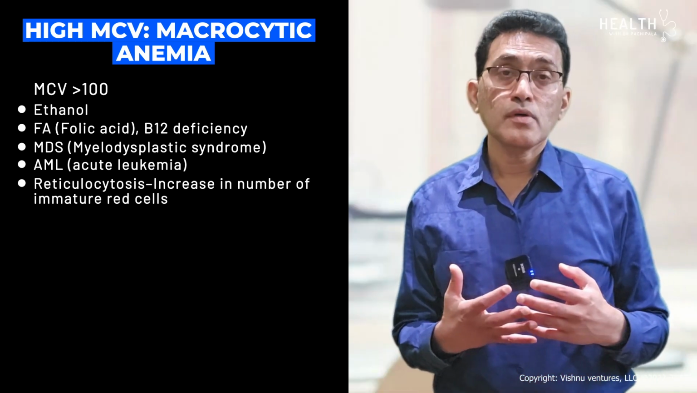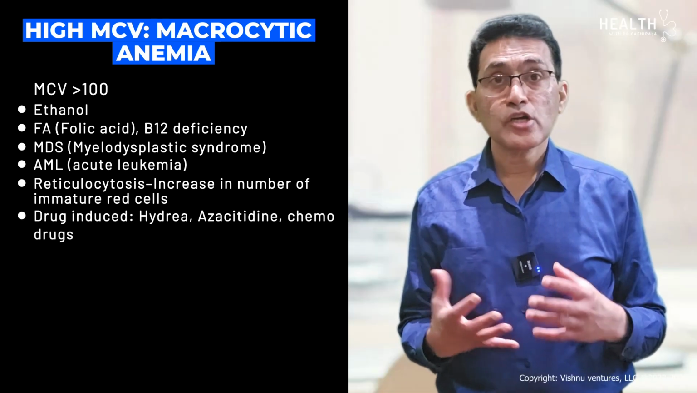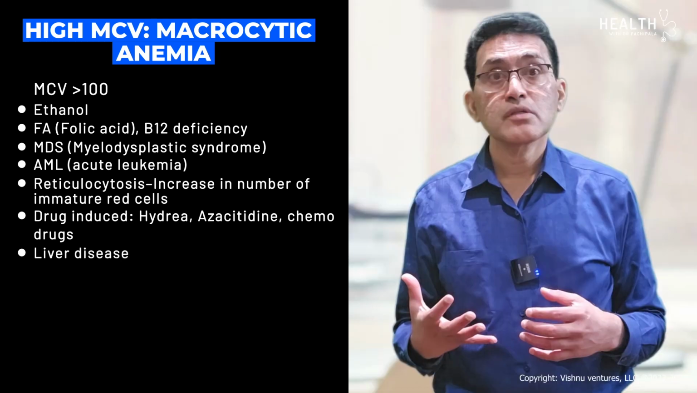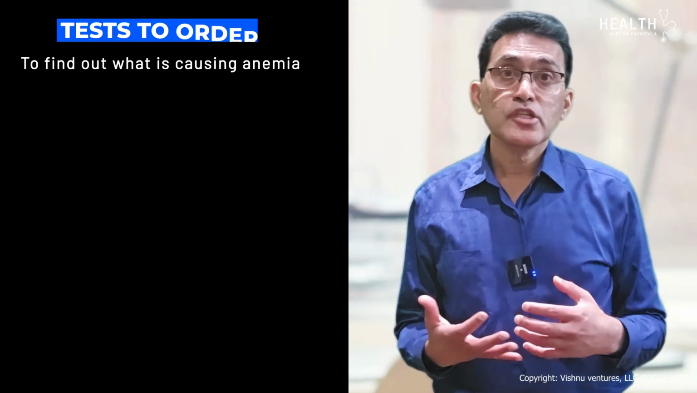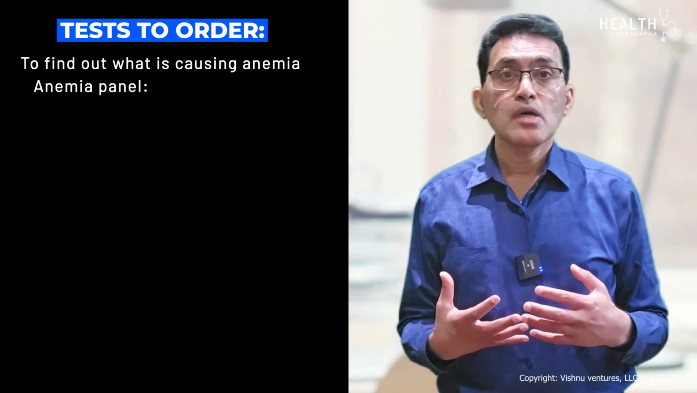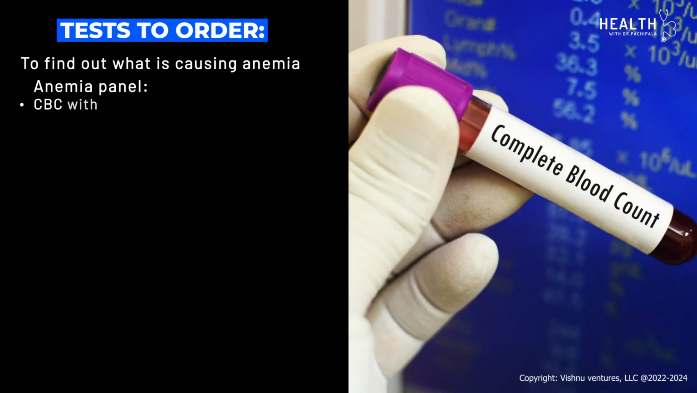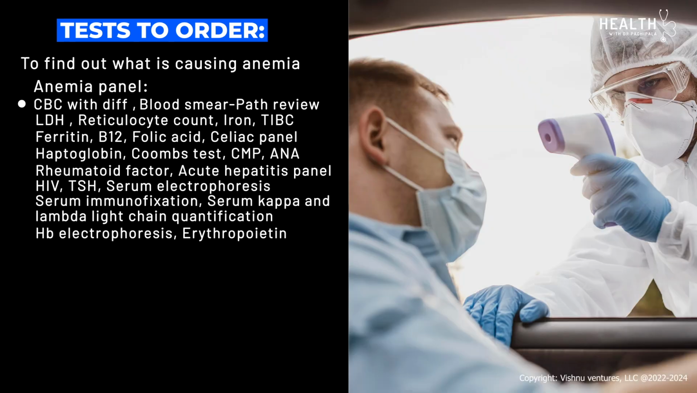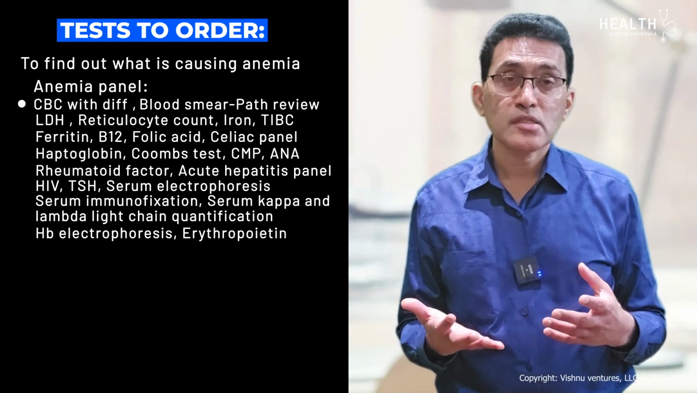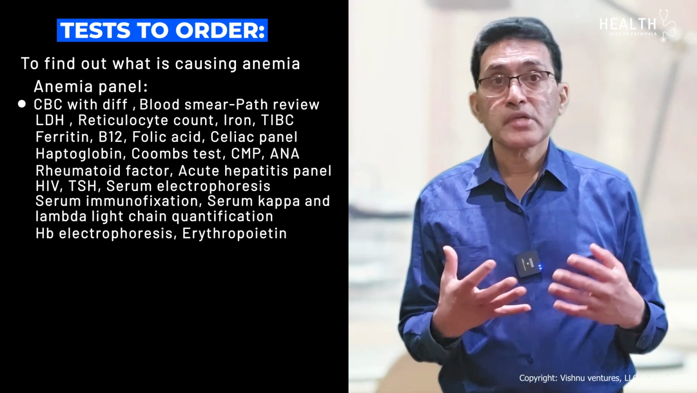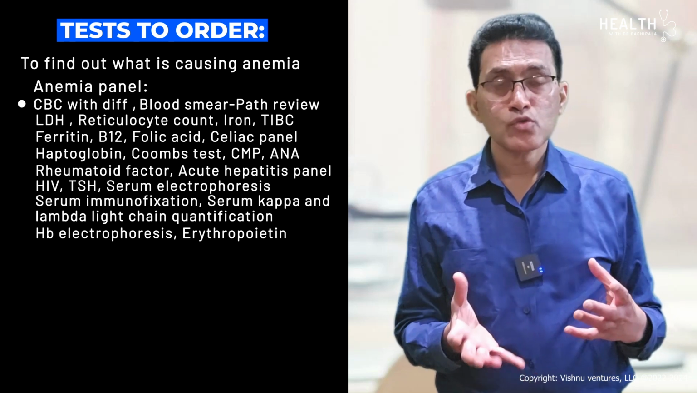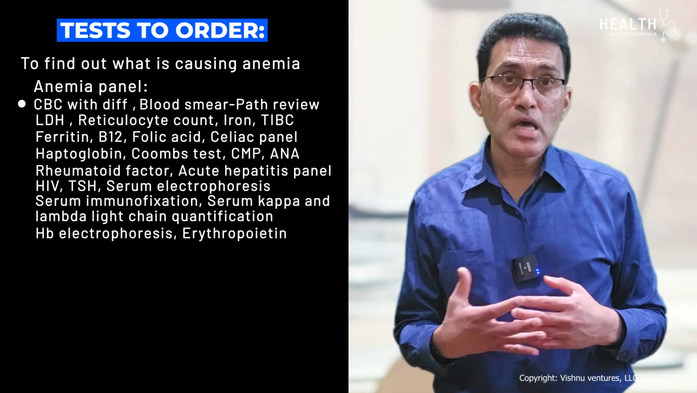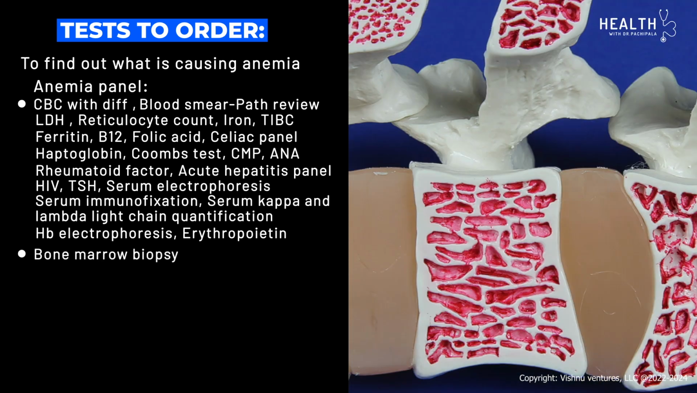The other causes of high MCV anemia include drugs such as hydroxyurea, chemo drugs such as azacitidine, and liver disease, for instance. Typically, the tests we order for anemia include a huge panel, which includes a blood count, blood smear, B12 levels, folic acid levels, testing for thyroid, testing for autoimmune disease, testing for hemolysis, testing for multiple myeloma, and testing for hepatitis. So it is the whole range of tests we order to get to the diagnosis of anemia. With this testing, we can find the reason for anemia. Then we consider a bone marrow biopsy.